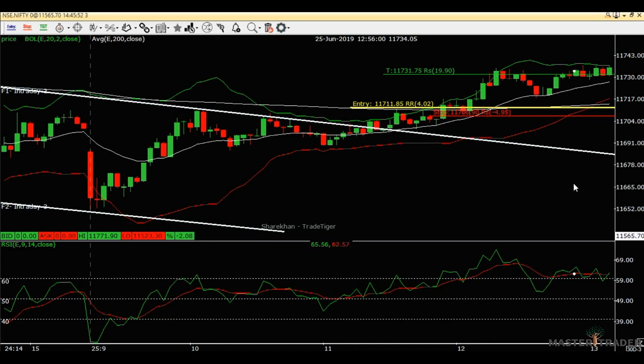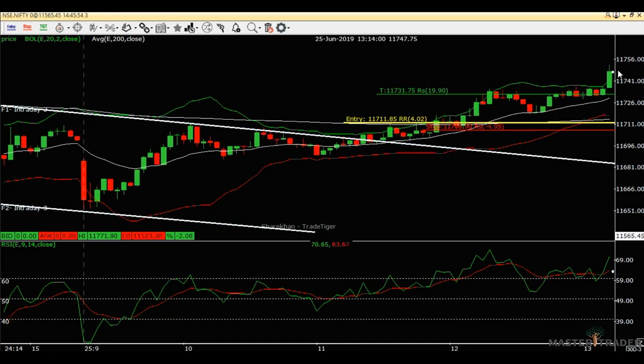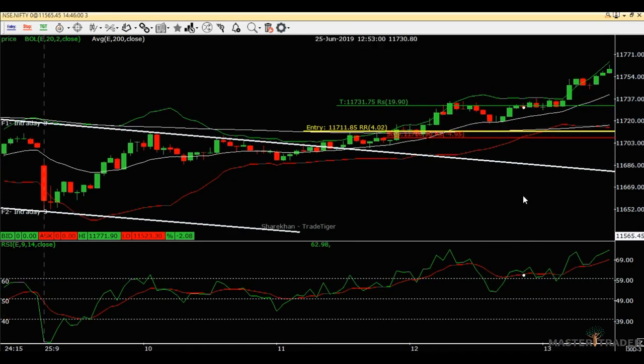There we go. So now price is starting to shoot up. Now what can we do in this case? We can keep trailing our stop loss. So first trail would be here, then this swing low, then this swing low. As of now, we're in about 50 points profit.